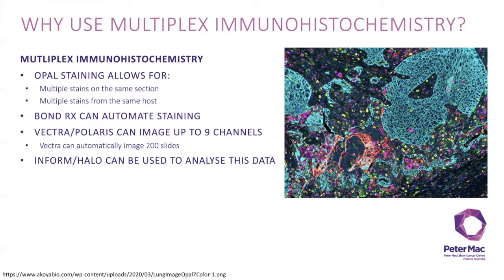What OPAL multiplex immunohistochemistry allows us to do is multiple stains on the same section and also multiple stains from the same host. So if we've got lots of antibodies that are raised in rabbit, we can still use those. Here at CAHM, we have, as I mentioned before, the BondRx, which is used for automating that staining. And we also have the Vectra, and soon hopefully the Polaris, where we can image up to 9 channels at one time on a single section. Nice thing on the Vectra as well is we can preload 200 slides and leave the system to run automatically and image all of those samples. We also have both inForm and Halo licenses, and we have 8 Halo licenses available to our users to analyze the data that's coming off the microscopes.